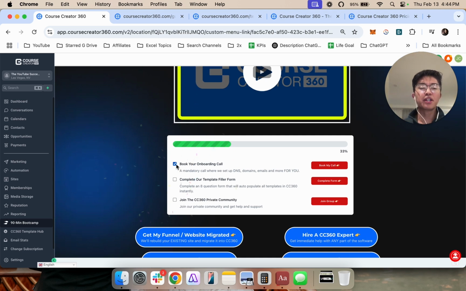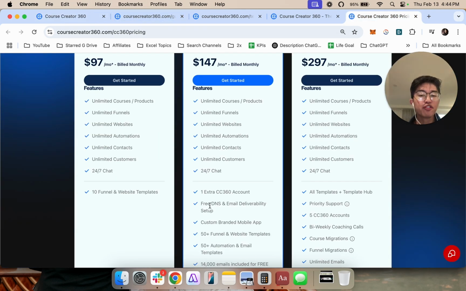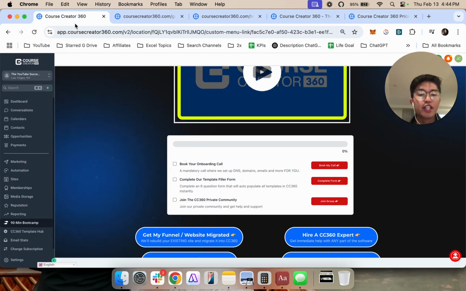Now with this onboarding call, other companies like Go High Level, people actually charge money for this. But with the premium plan, you get a free DNS and email deliverability setup. That's entirely free, and it usually costs money with other softwares like Go High Level.